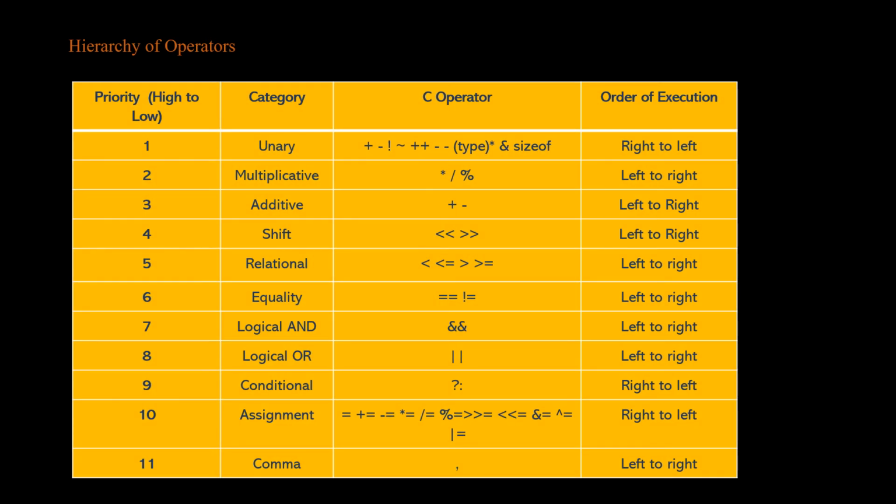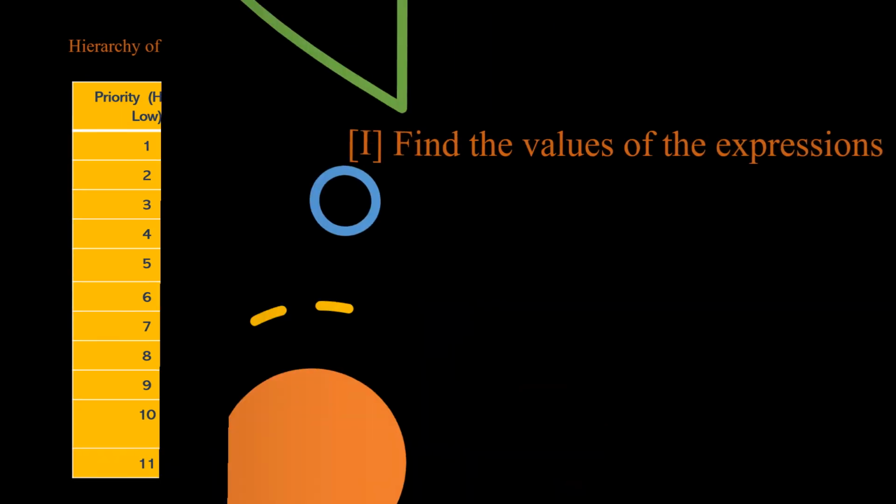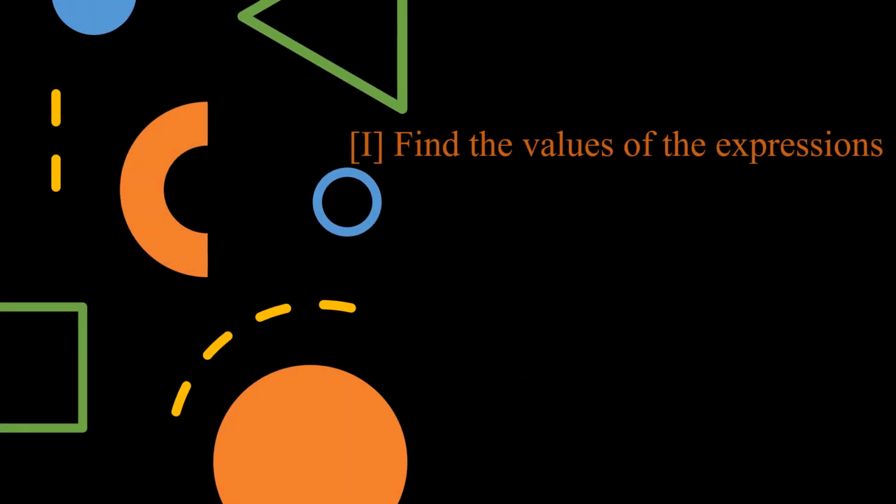First is unary operators, followed by multiplicative, additive, shift operators, relational operators like less than, greater than or equal to, and then equality, and then logical and, logical or, conditional, assignment, comma. Most of them are from left to right except unary, conditional and assignment. Let's quickly find the values of the expressions.